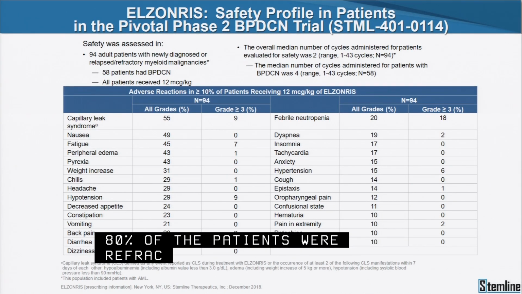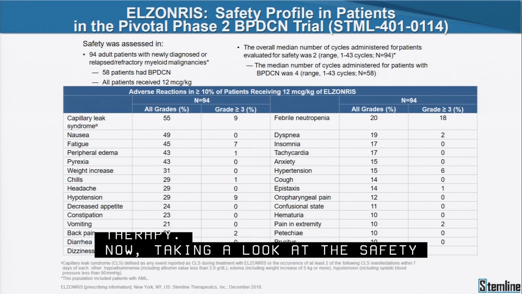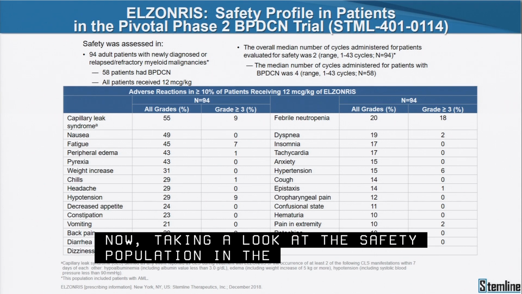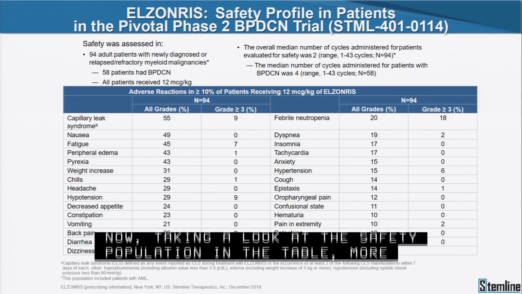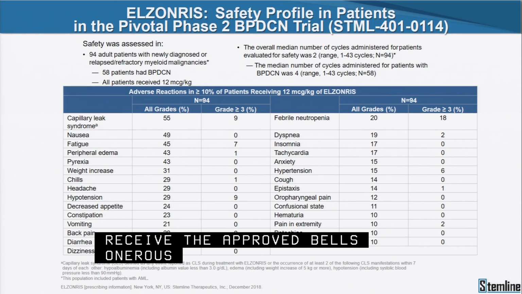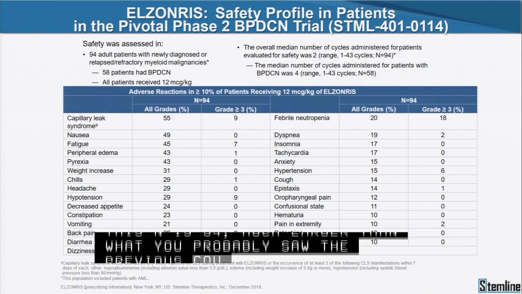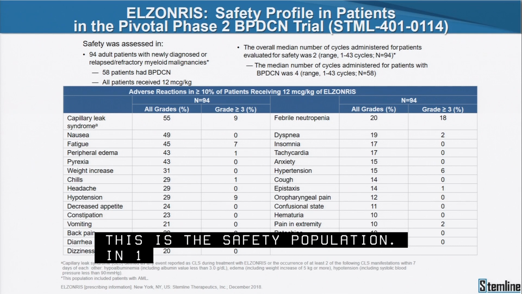Now taking a look at the safety population, in the table are the TEAEs that occurred in more than 10% of the patients that received the approved Elzonris dose of 12 micrograms per kilogram. The one thing that I do want to point out at first is that this N is 94, much larger than the N that you probably saw in the previous couple of slides. That is because this is the safety population. In cohort 1 and cohort 2 of our pivotal trial, patients diagnosed with AML were allowed to enroll in the study and therefore were included in our safety analysis.